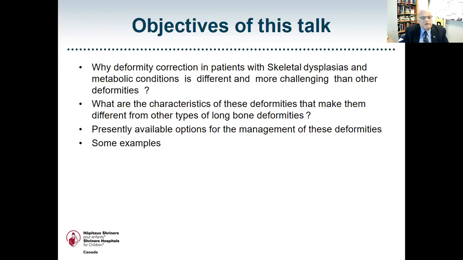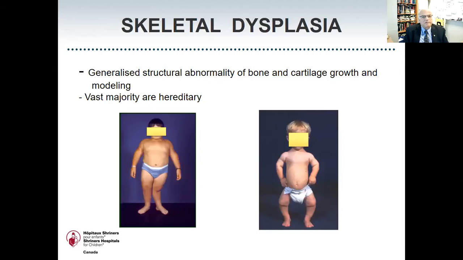The first objective of this talk is to answer the question: why is deformity correction in patients with skeletal dysplasia and metabolic conditions different and more challenging than other conditions? Then, what are the characteristics of these deformities that make them so different? And what are the presently available options for the management of these deformities? And then we'll go through some examples.